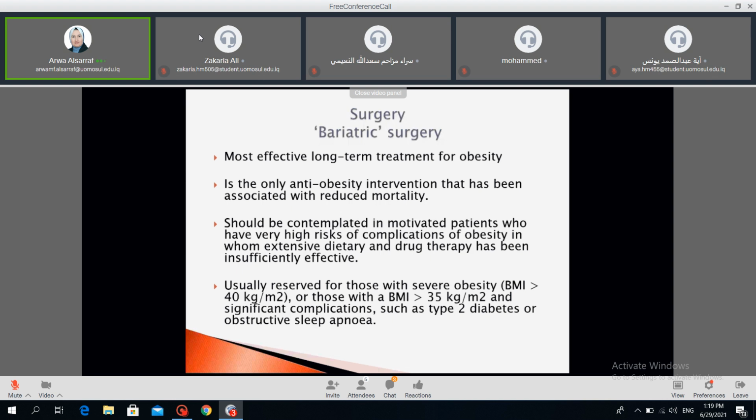It is the only anti-obesity intervention that reduce mortality. فيقلل mortality related to the obesity. But we should pay attention that it should be complemented only on motivated patient اللي يريد يعمله. And also if they have a very high risk or complication of obesity, and if they are on diet and drug therapy and all is fail. فإذا ما لكل مريض تجرى المريض اللي want to do it and who have already on lifestyle change and diet and not reduce weight, and those who have comorbidity with their obesity, especially diabetes.